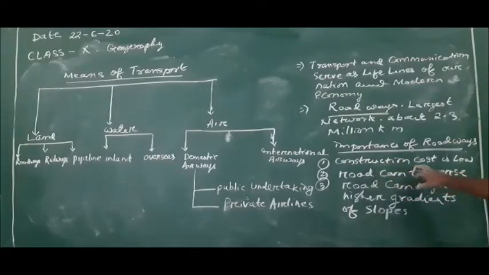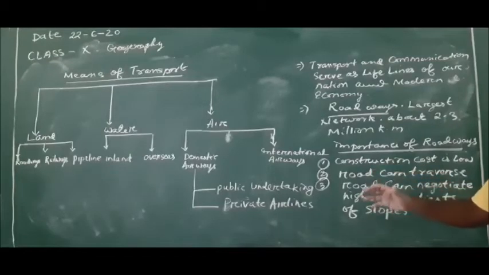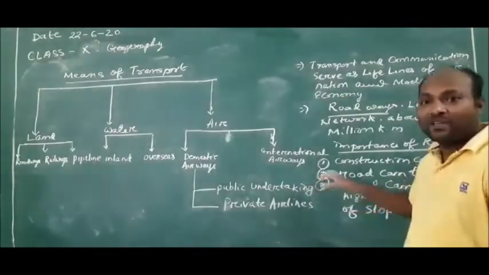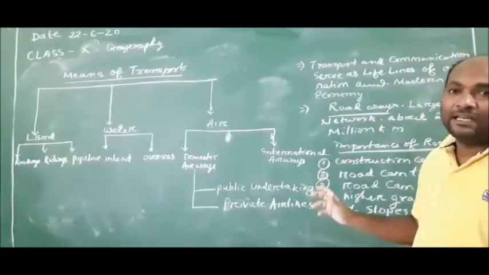Because the construction cost is very low here. When we make comparisons with the railway track, we understand that the roadways have greater importance. Why? Because the construction cost is very low. Second, roads can traverse. It means that we can construct roads even in rough terrain, in hilly areas, in mountainous areas, in sloped areas, in rocky areas. That is why the roadways are very important here.